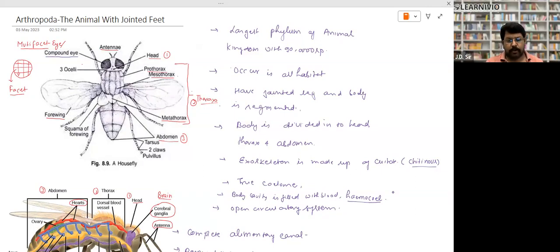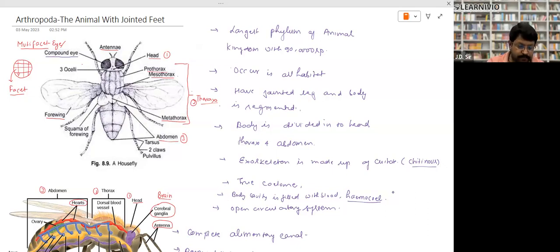Please note it down, the same point. They have the open circulatory system, that is the blood remains filled in body cavity, full stop.